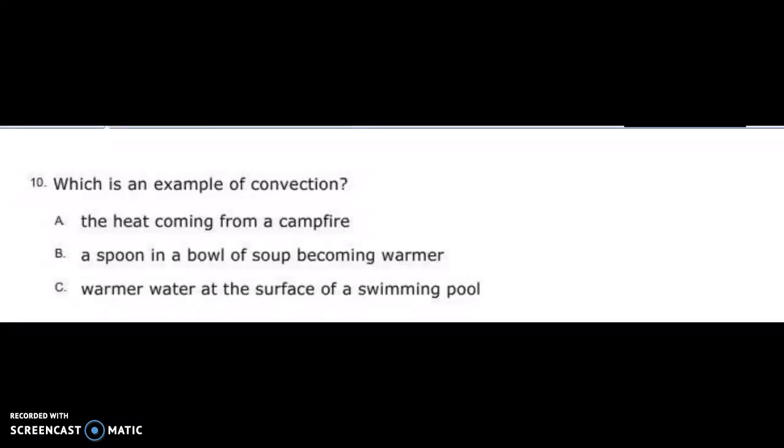I really do want to go over question number 10, as it is one of those questions that I'm not extremely fond of, but I think that thinking through it, it definitely does make more sense with what the correct answer is. As I read this, which is an example of convection? That's one of those questions you're thinking, oh, this is going to be easy. And then we find out that it's not easy at all.